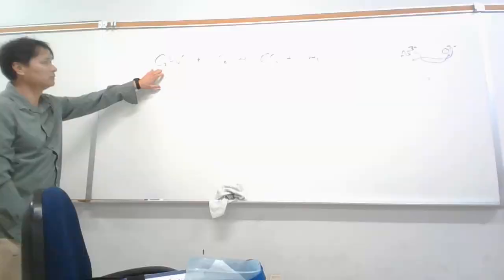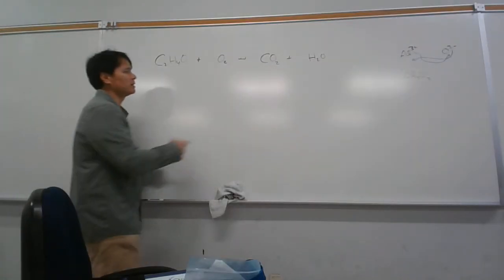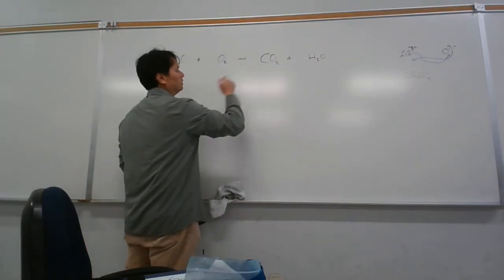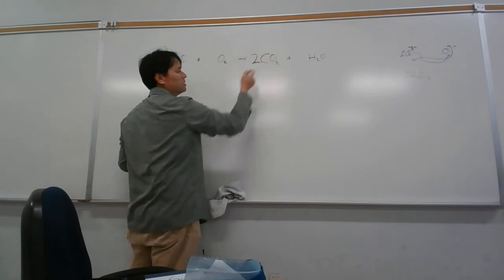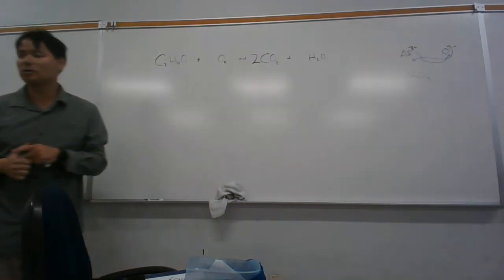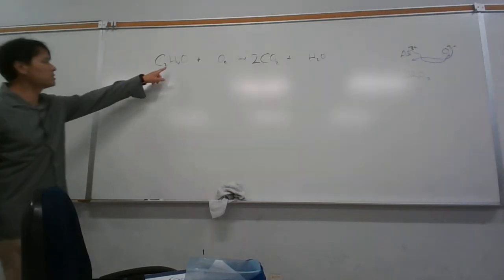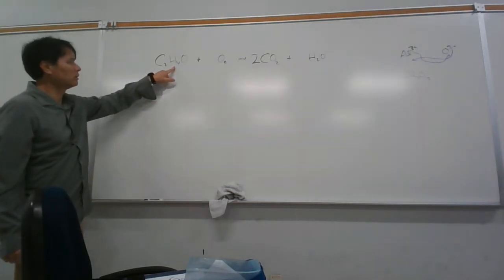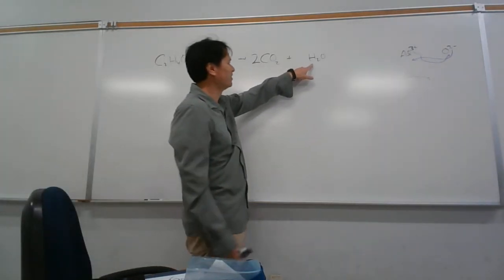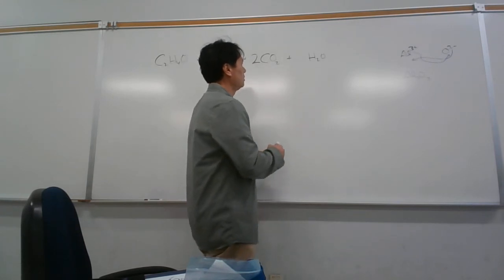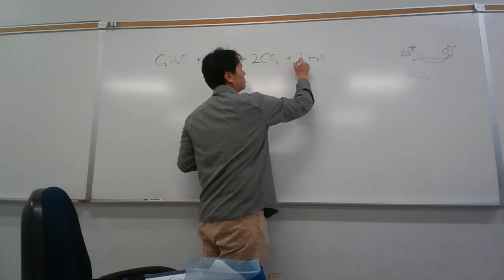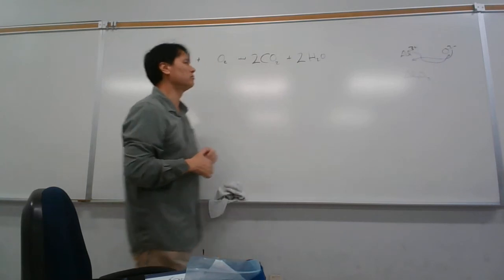So how many carbons? 2, and that means I'm going to need how many CO2s? I'm going to need 2 CO2s, so 2 carbon dioxide. Now the carbons are balanced. Then I'll go on with hydrogen. How many hydrogens? 4. How many hydrogens here? 2. So what should I do? 2 waters. If I have 2 waters, that's going to give me a total of 4 hydrogens.